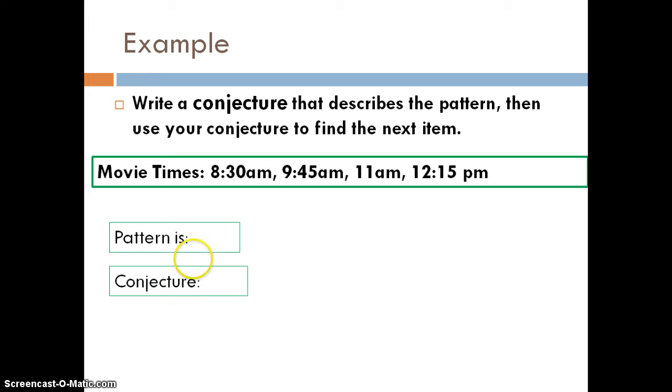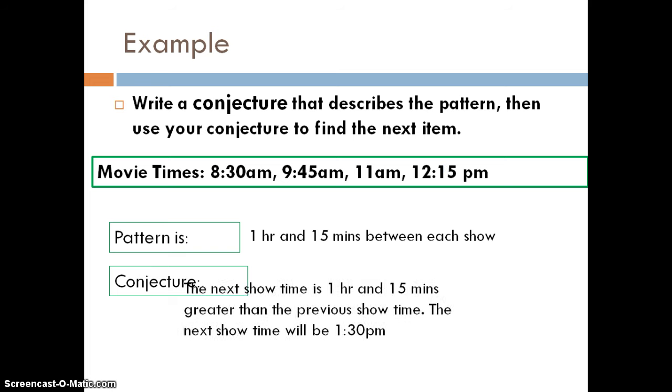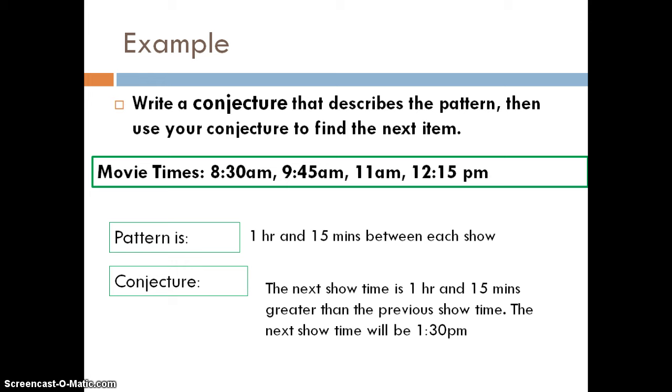So the movie times are 8:30, 9:45, 11, and 12:15. We need to find out how much time is between each of these. And you'll see that there's an hour and 15 minutes between each show. So my conjecture is that the next show will be at 1:30 because we're going to add an hour and 15 minutes again. So it says the next show time is an hour and 15 minutes greater than the previous show time. The next show time will be at 1:30.